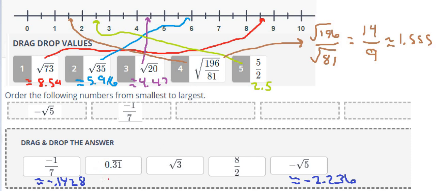0.31 repeating really just means 0.313131 repeating. The square root of 3 is about equal to 1.73. And 8/2 is just a fraction, and that really simplifies before. So that means my next smallest number is 0.31 repeating, then the square root of 3, and then 8 halves.